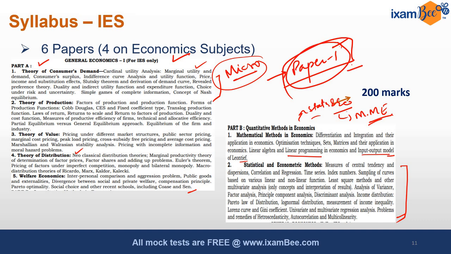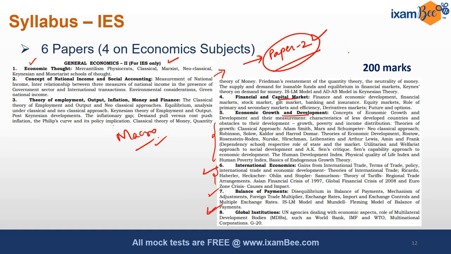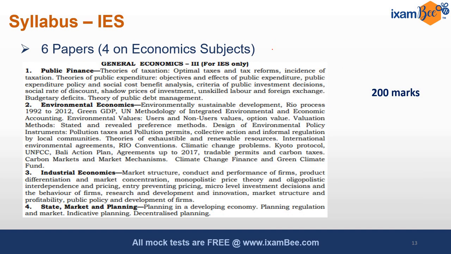So a good strategy would be to keep paper 1 and paper 2 as the base for your preparation for the RBI DEPR examination. But as paper 3 covers your public finance, environmental economics, industrial economics, and state market and planning, these are not that relevant for the RBI DEPR examination. However, some portion of taxation, optimal taxes, and the current issues under public finance is important for the RBI DEPR examination as well, like the budget, right? But you do not go into the theories of taxation and all the details under public finance.